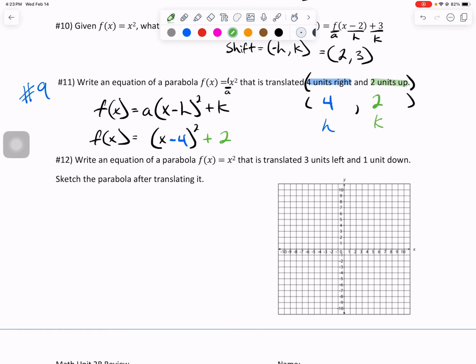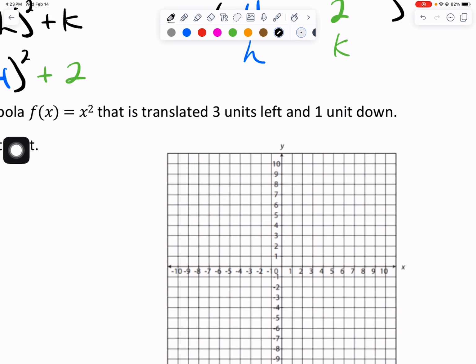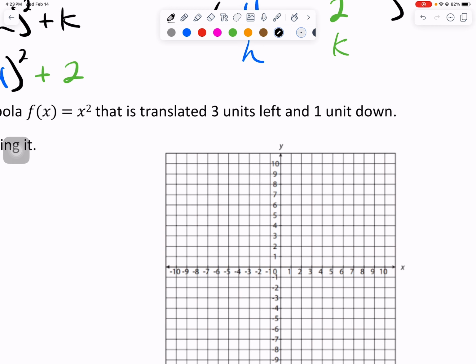All right, you can go ahead and simply circle your answer. For number 12, write an equation of a parabola f of x equals x squared that is translated 3 units left and 1 unit down. Again, it wants us to write that equation. I like to take those words first and just go boom, boom. And then right below, I know this is how my mind processes it.